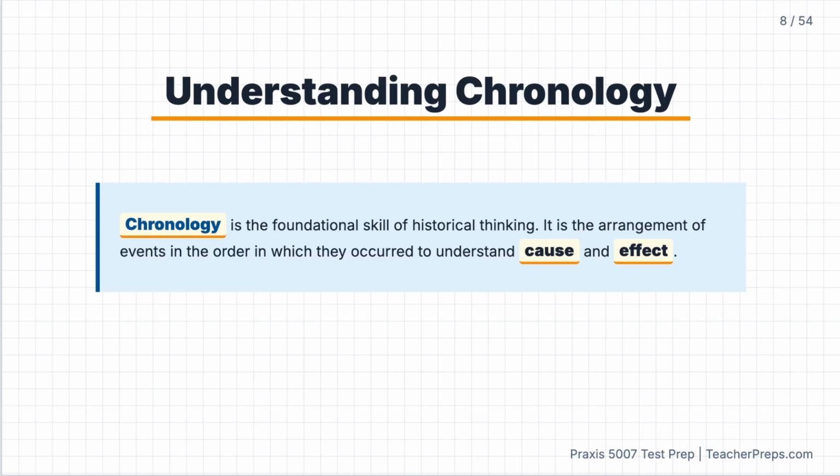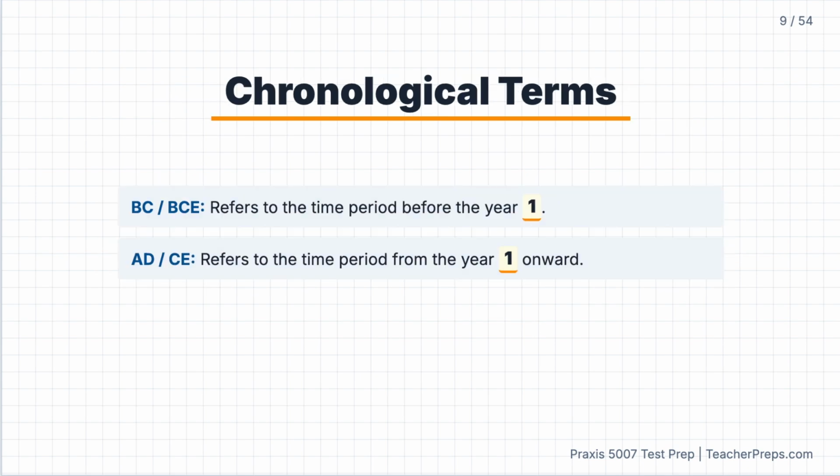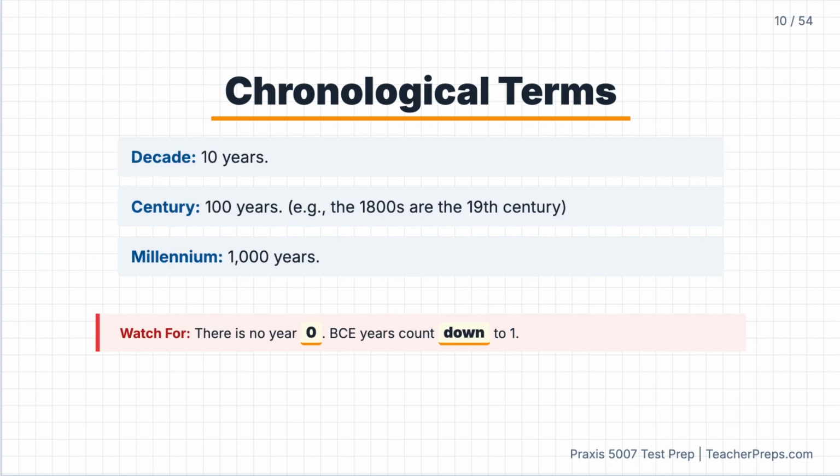So without further ado, let's begin our content review with the very first major topic, history. Let's get started. The most fundamental skill in history is chronology, which, as you can recall, is simply putting events in the order they happen to understand cause and effect. For your exam, be clear on these terms. So we have BC versus BCE, which is before the year 1, and AD/CE, which is from year 1 onward.